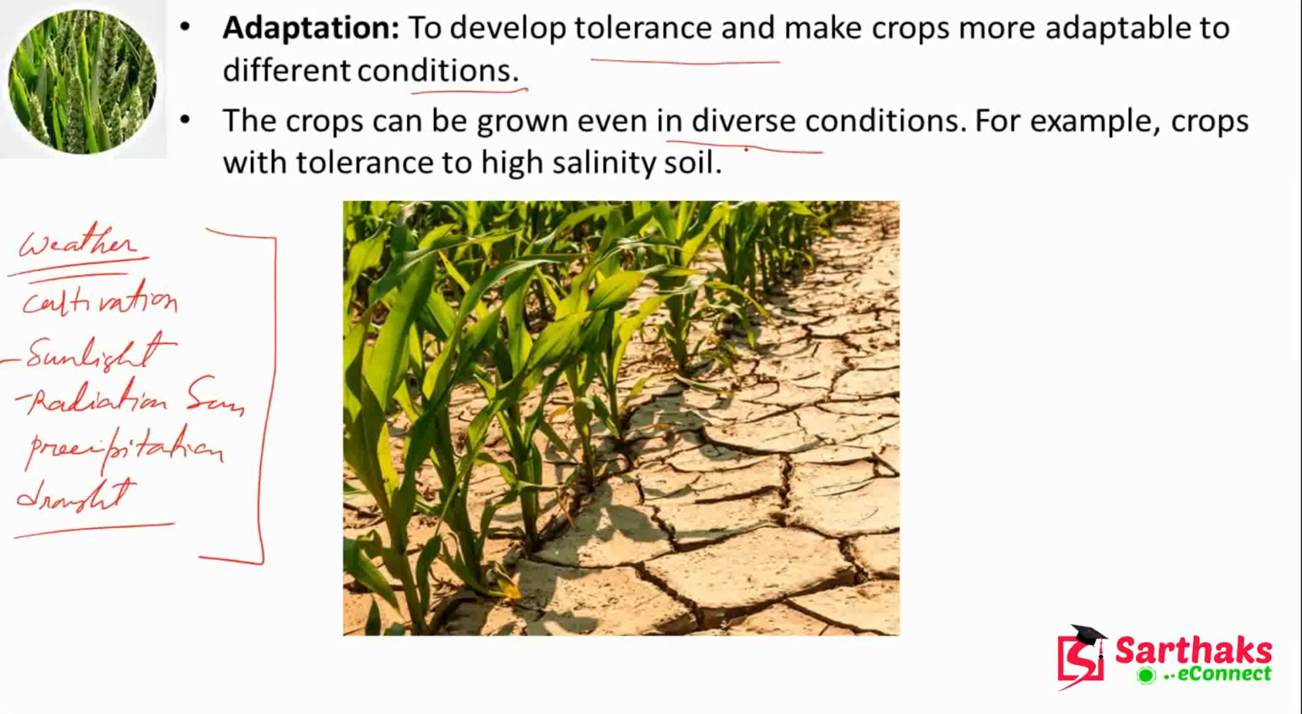So how can we meet that scarcity? How can we export the grains? How can we be economically strong? So that's why our crops, after improvement, should be grown even in diverse conditions, like crops with tolerance to high salinity soil. This is very important. So this adaptation is also important.